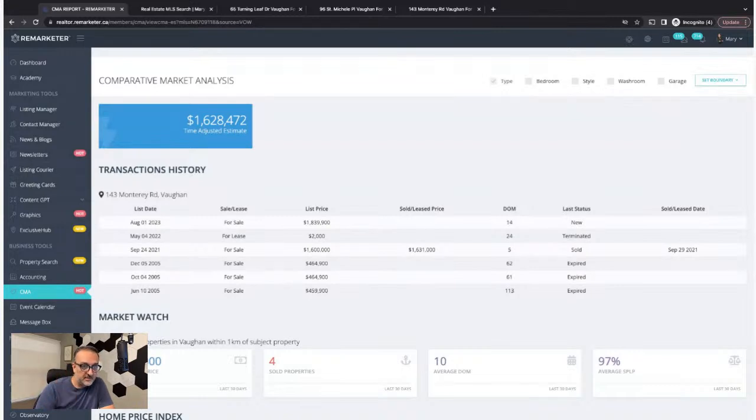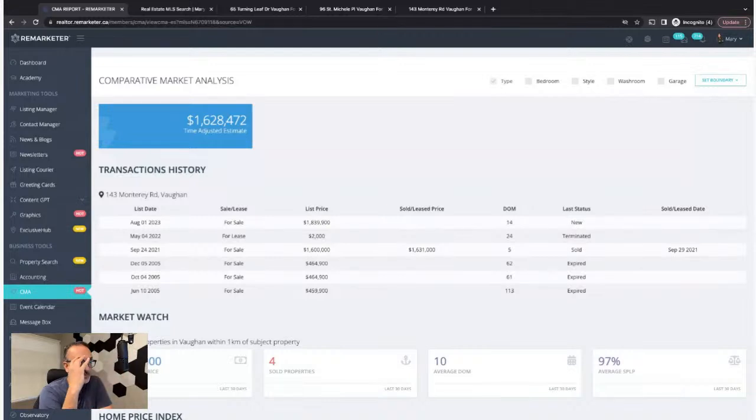So what we're looking at right here is that if the same property was purchased in 2021 at this price and we apply all the fluctuations in the market to this price, we will come to $1.6 million. That's the time adjusted estimate. It adjusts this price based on time. So if we travel back in time with the same conditions, this would be the price that we would be looking at right now, today, based on the fluctuations. So that's the first thing that you need to understand.